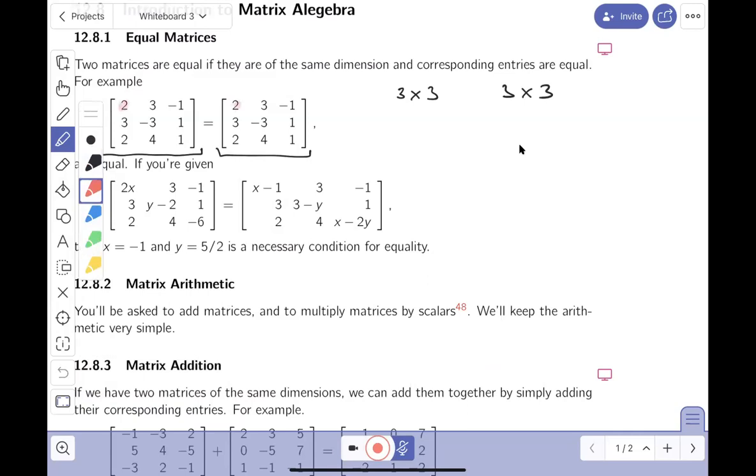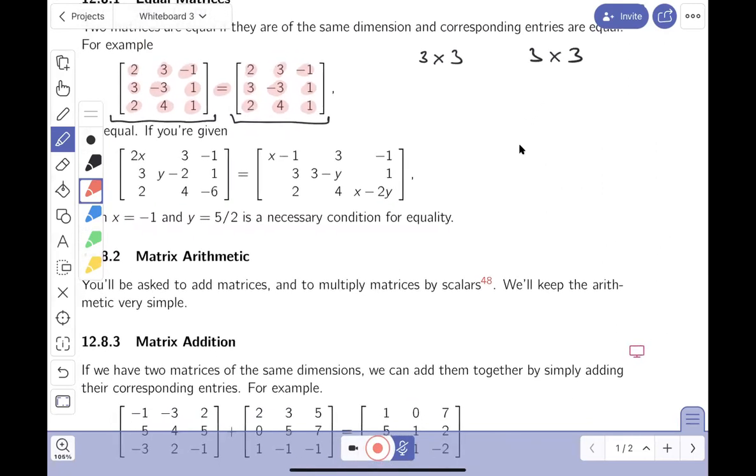This is the same as this. This is the same as this. This is the same as this. And so forth and so on. Every entry in its corresponding place is the same. If it's not, I would say they're not equal. So it's a clear example of 2 matrices that are equal. What am I saying? They're both 3 by 3, and their corresponding entries are the same.